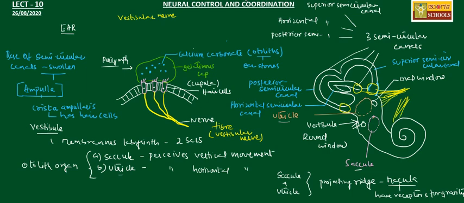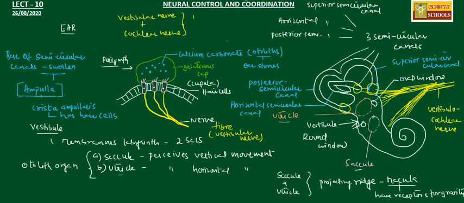Now this vestibular nerve and cochlear nerve together result in the formation of the vestibulo-cochlear nerve.